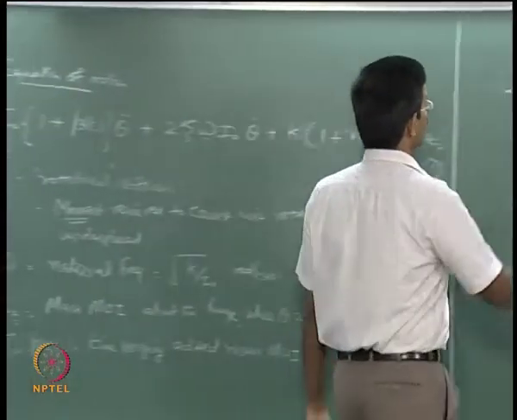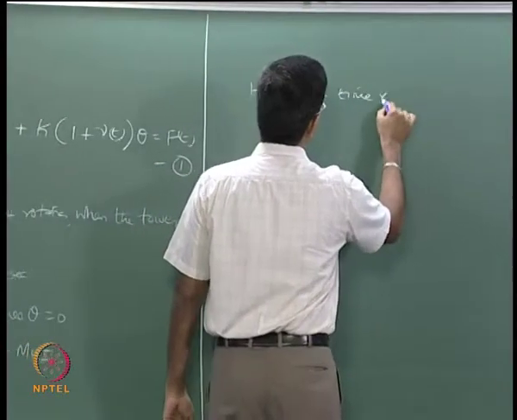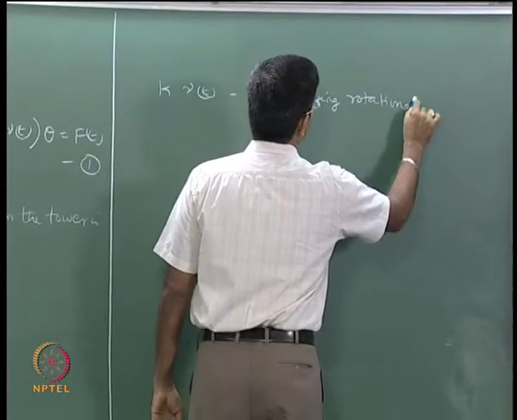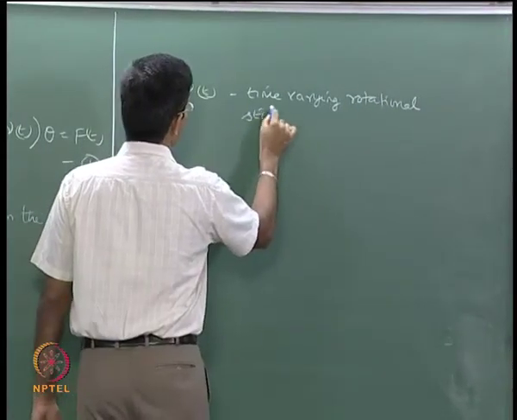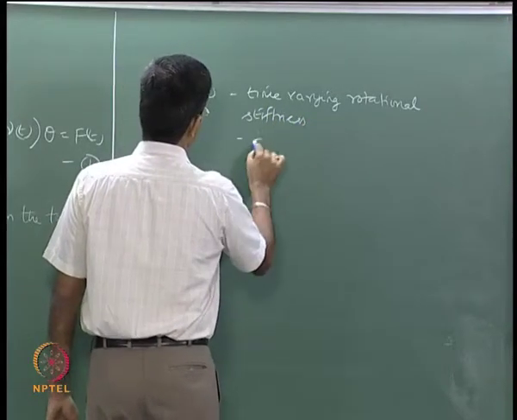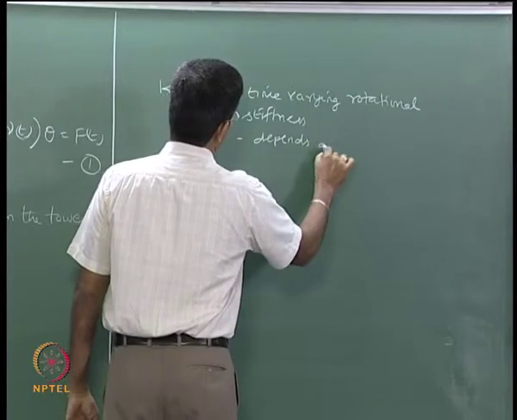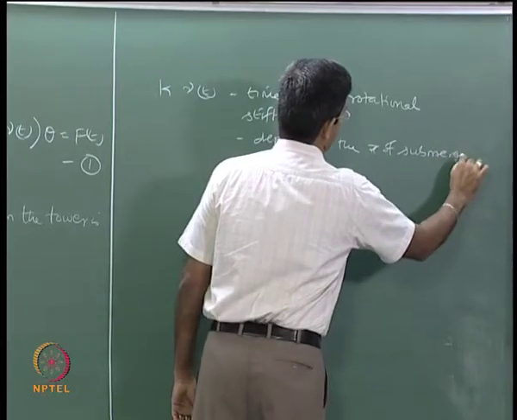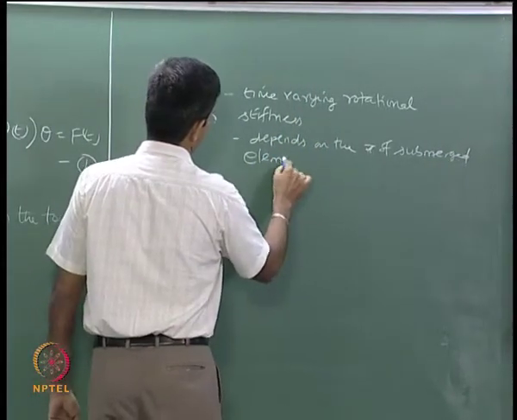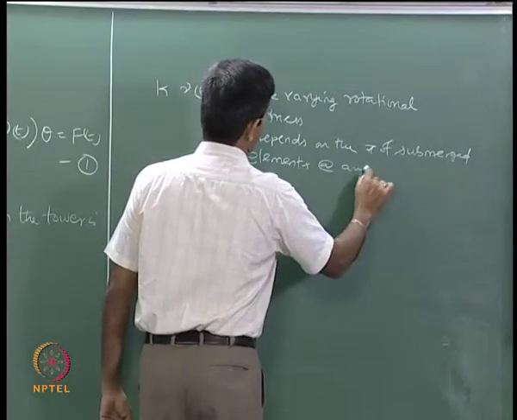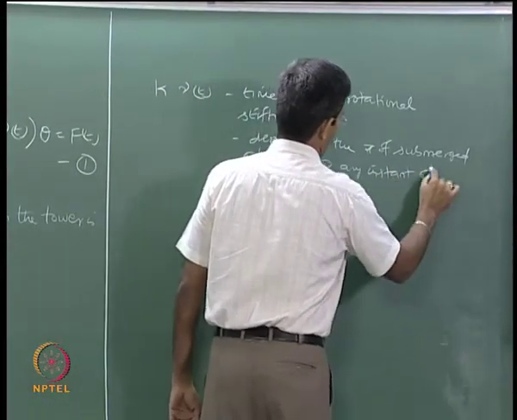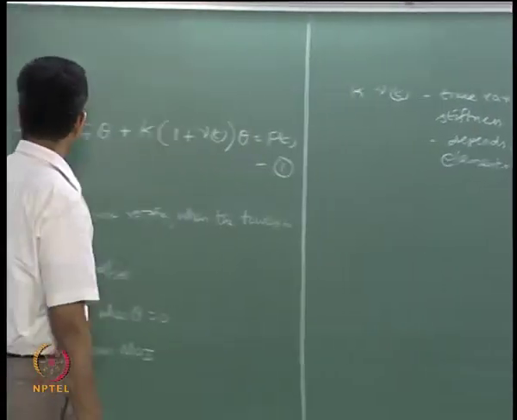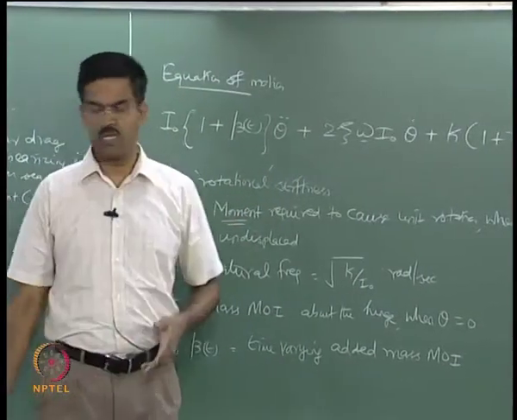So, time varying rotational stiffness depends on the number of submerged elements at any instant of time, whereas k is the rotational stiffness at undisplaced position. So, I think you will understand that now.